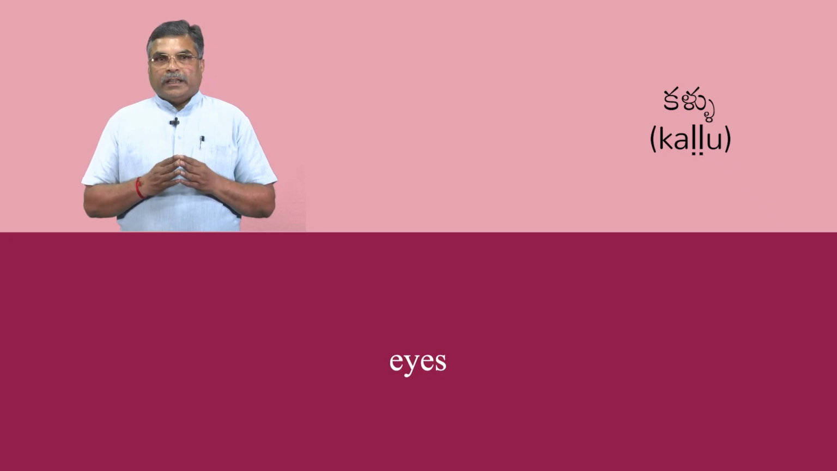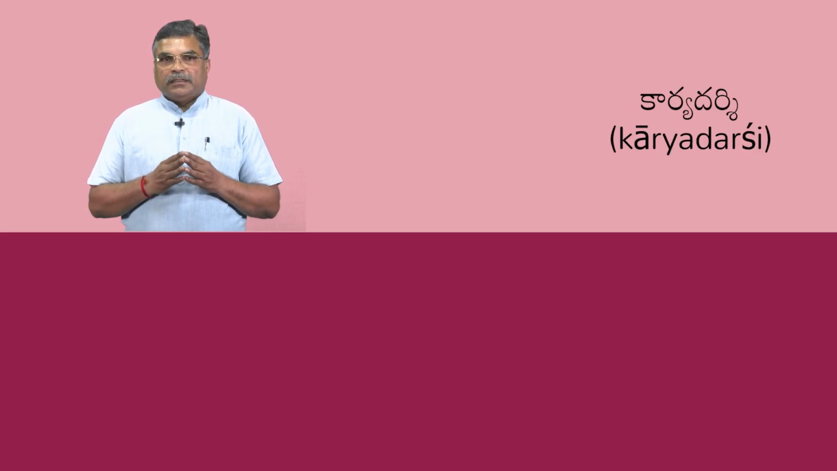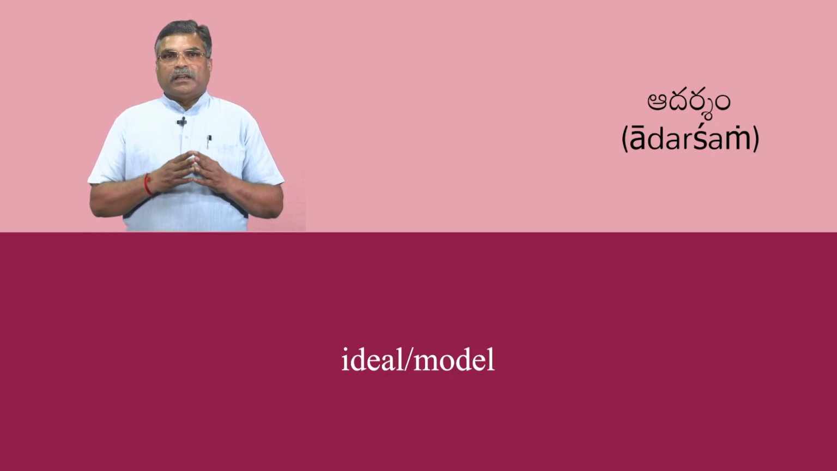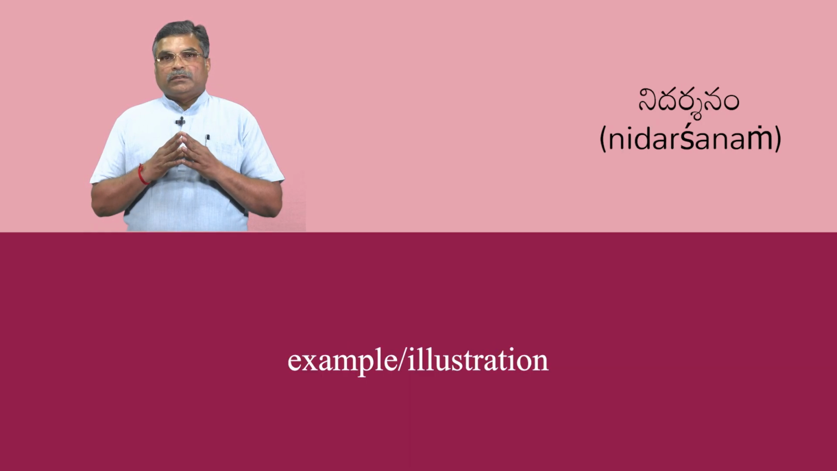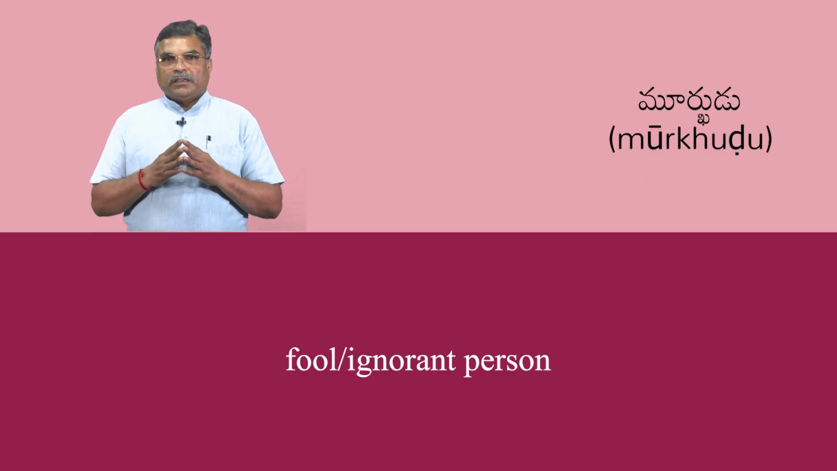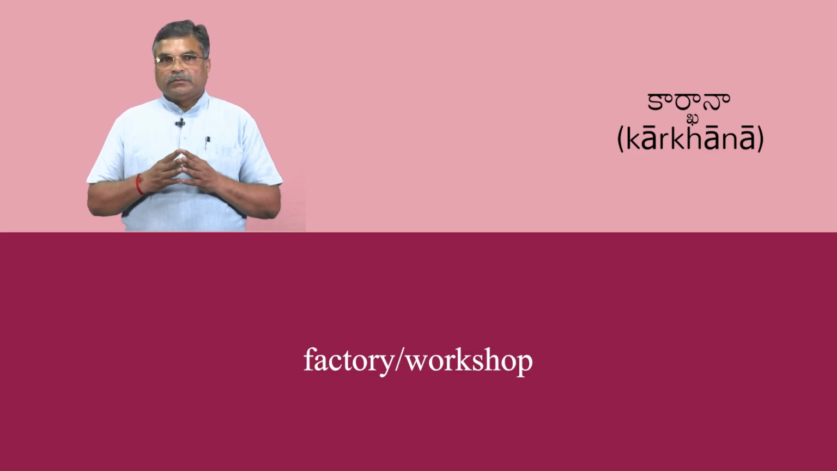Look into the following words: kallu, eyes; malli, again; karyadarshi, secretary or assistant; adarsham, ideal, model; nidarshanam, example, illustration; murkhudu, fool, ignorant person; karkhana, factory or workshop.